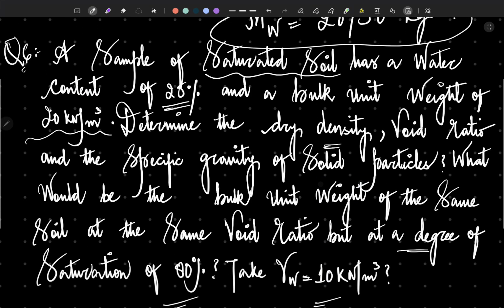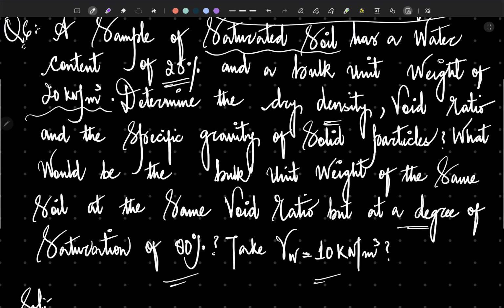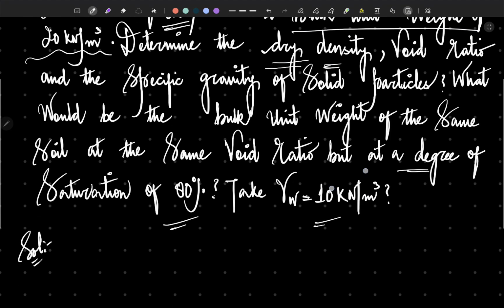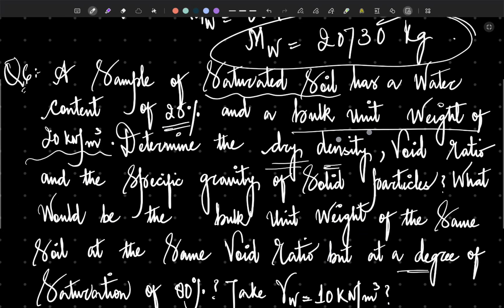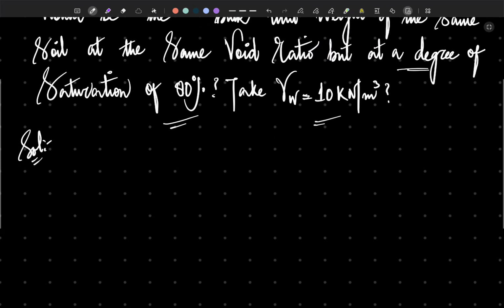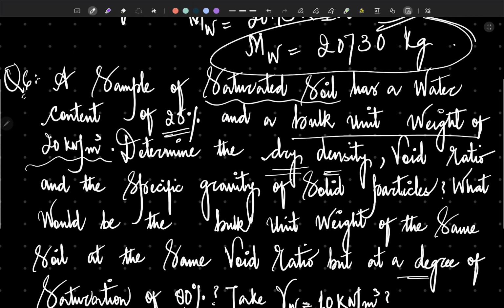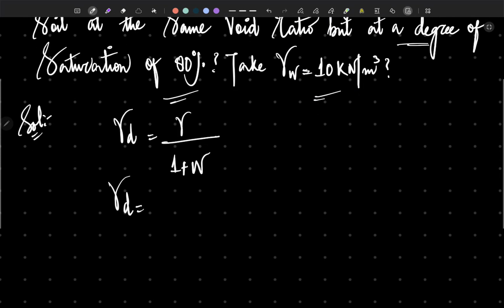The first thing that the question demands is to determine the dry density. We know the bulk unit weight and we have the water content, so we can very easily find the dry density. It is the bulk unit weight divided by 1 plus the water content. The bulk unit weight is 20 kilonewton per cubic meter.